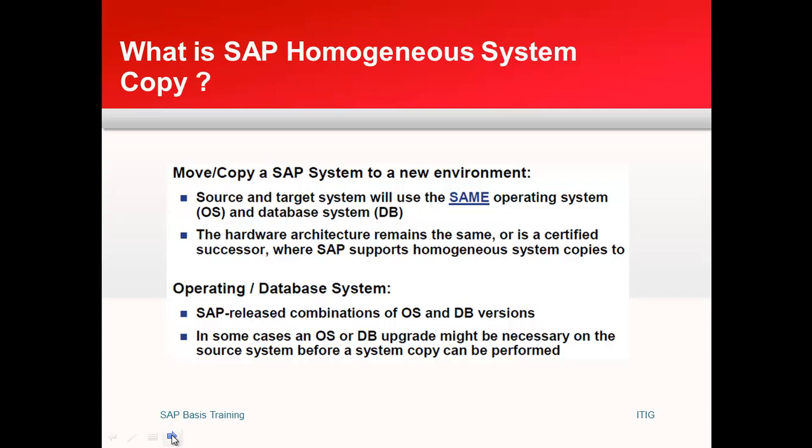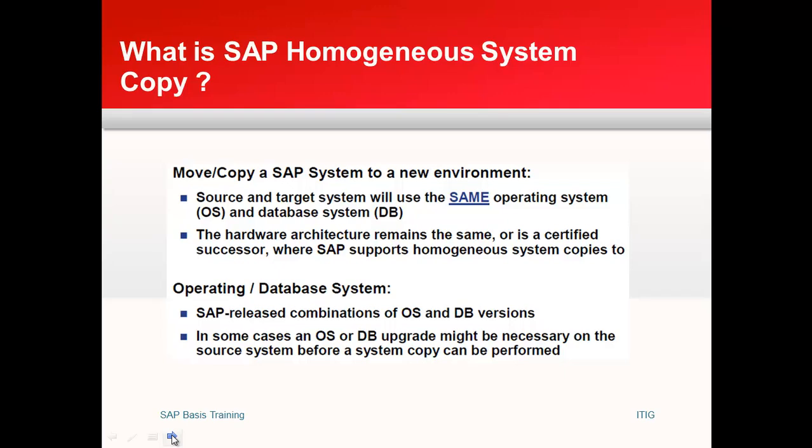What similar stands for is, say for example, I am on Windows NT and I go to Windows 2000, or from 2000 to 2003, or 2003 to 2008. In these scenarios, the operating system has not changed, so that falls under the homogeneous system category. Second, say for example, I am on SQL Server 2003 and I move to SQL Server 2008. In this case, I am just using a newer version of the database. I am not changing the database.